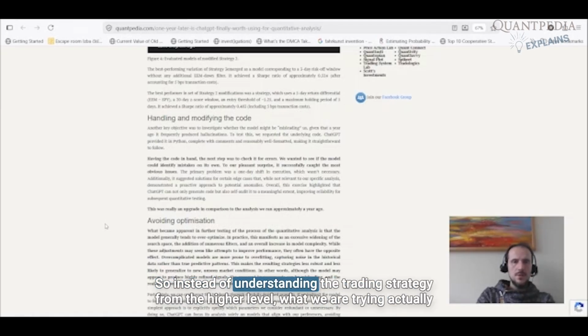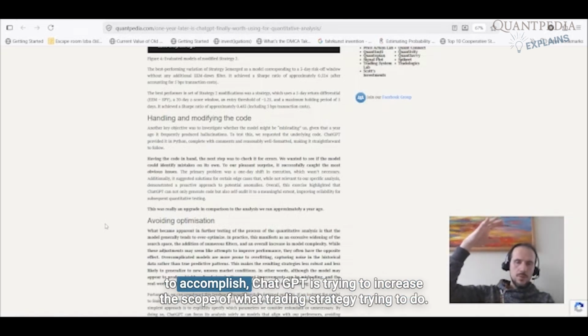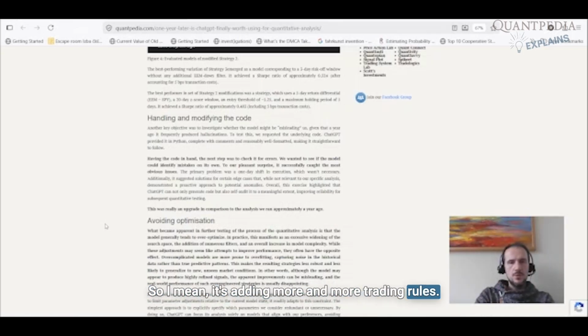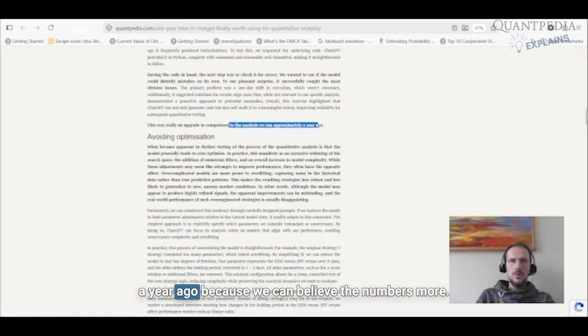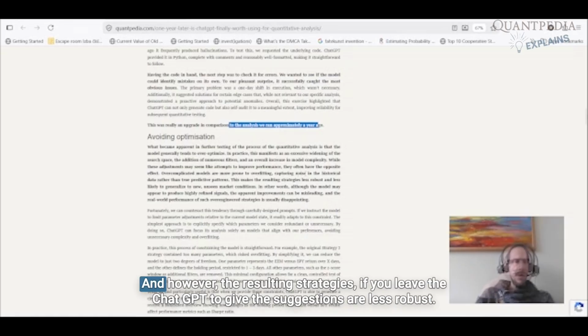Instead of understanding the trading strategy from a higher level, what we are actually trying to accomplish, ChatGPT is trying to increase the scope of what the trading strategy is trying to do. So it's adding more and more trading rules, so the trading strategy is more and more fragile. It's not robust. This is the problem that we see. The current version is definitely an extreme upgrade in comparison to the analysis that we ran approximately a year ago, because we can believe the numbers more. However, the resulting strategies, if you leave ChatGPT to give the suggestions, are less robust.